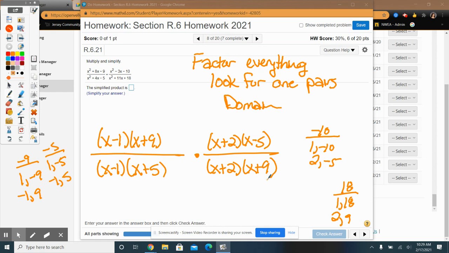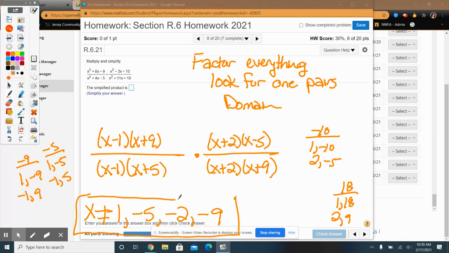Okay. So, like I said, on your test, I'm going to ask you for the domain on this as well. And x cannot equal, you just have to look at the denominator. X cannot equal 1. It cannot equal -5. It cannot equal -2 or -9. And even though some of those pieces are going to cancel out, you have to look at the domain first. Because those places where it cancels out are going to be holes, but they're still part of the domain. So that will be the domain.